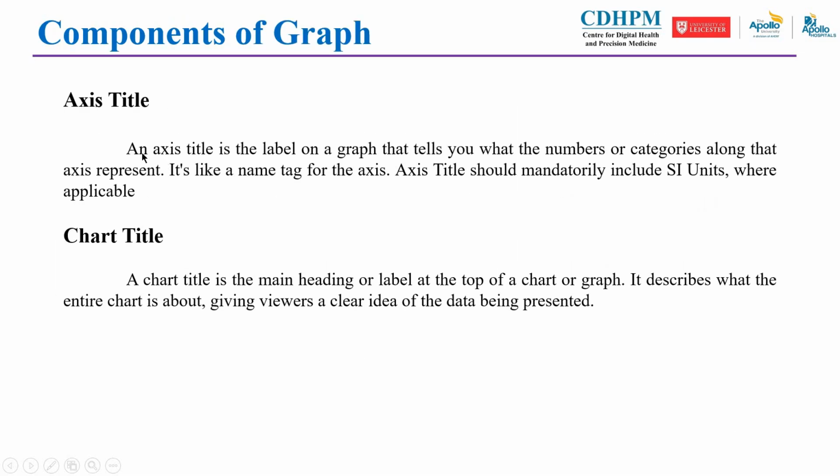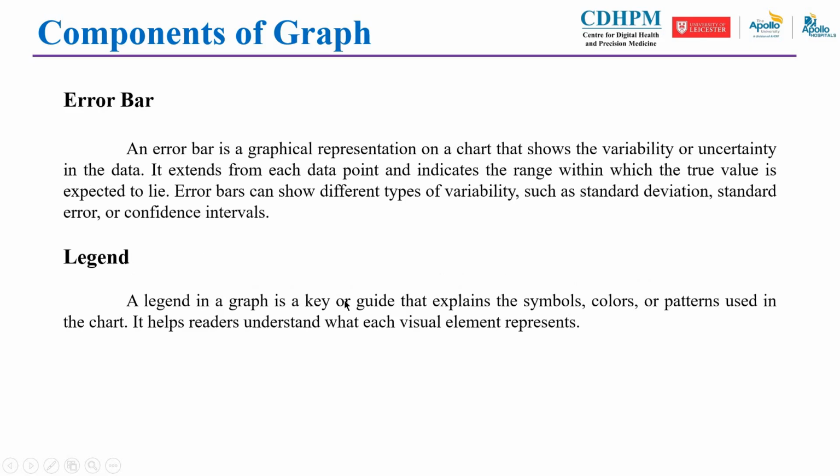We already told you what the axis title and chart title are in the previous graph. I already explained to you what an error bar is. An error bar usually represents the percentage of error or the standard deviation of the particular data.